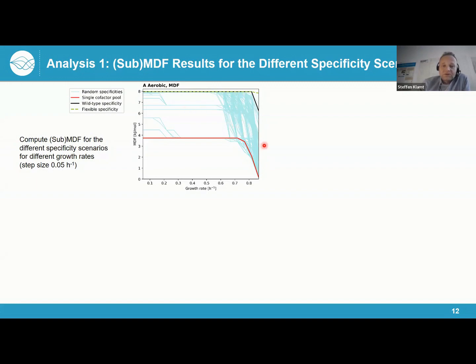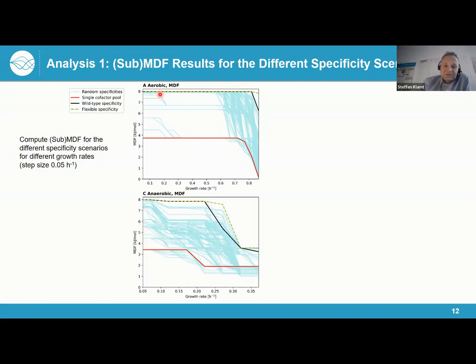The random specificities are shown here in blue. So these are the 1,000 random specificities. And most of them reach smaller MDFs, as you can see here, but here's, for example, a single one that performs a bit better for the highest growth rate. But most of them are with the MDF below the Y-type MDF value. And I can also tell you that most of these blue lines here are below the black and the green line. So they are slightly smaller MDF values. So that means in the end, most of the random solutions perform worse with respect to the MDF than the Y-type solution.